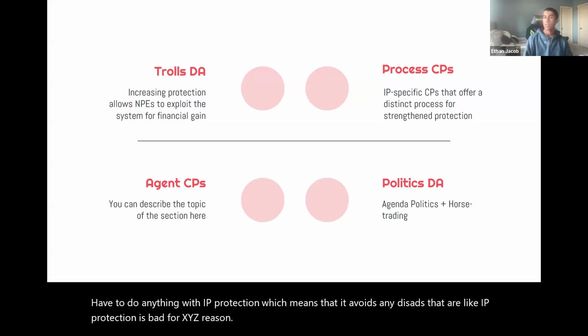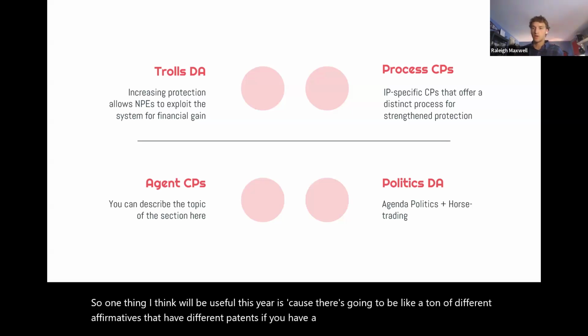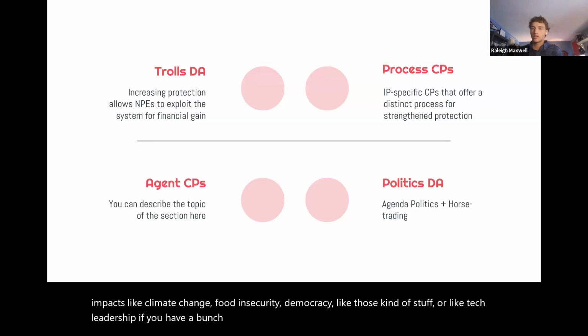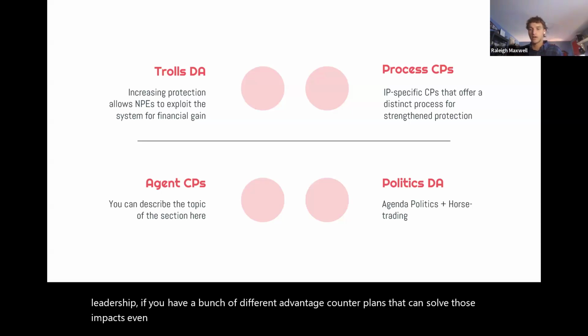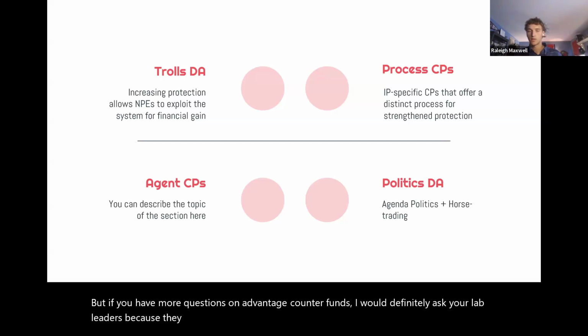Okay, so it's mainly preparing for specific types of affirmative cases you could come across. Yeah. One thing I think will be useful this year is that there's going to be a ton of different affirmatives with different patents. If you have a big file of advantage counterplans that solve all the major impacts, like climate change, food insecurity, democracy, or tech leadership, even if it's a different affirmative with those impacts, then you can solve a lot of the case and still read disads based on IP protection. But if you have more questions on advantage counterplans, I would definitely ask your lab leaders because they can help you with those.